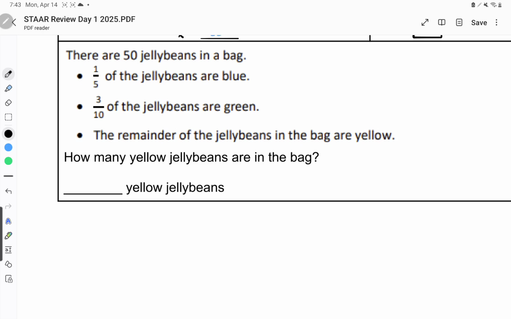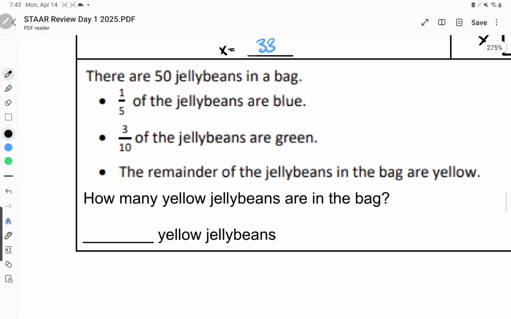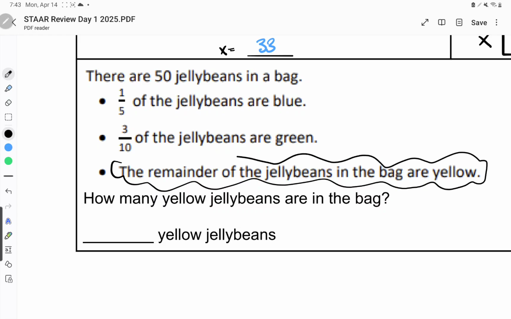First, I know when I have stuff like this, it's asking how many yellow jelly beans there are. All I know is that the remainder of the jelly beans in the bag are yellow. I know other things about other colors in the jelly bean bag, but I don't know anything about my yellow jelly beans. So first, I have to figure out how many are blue.